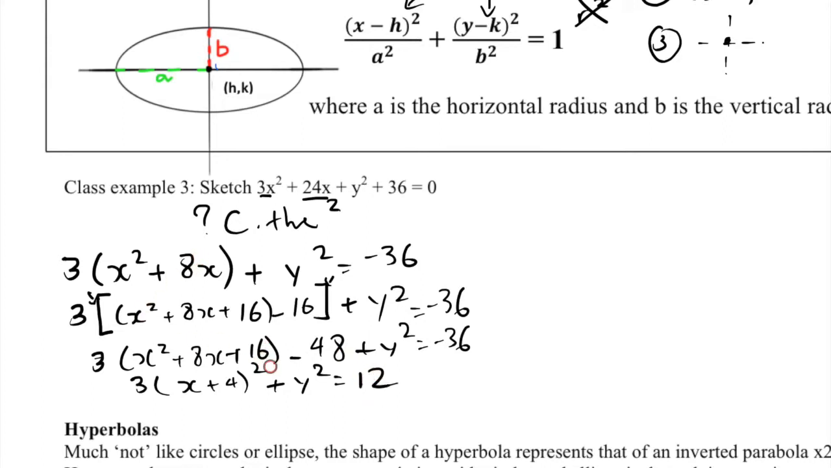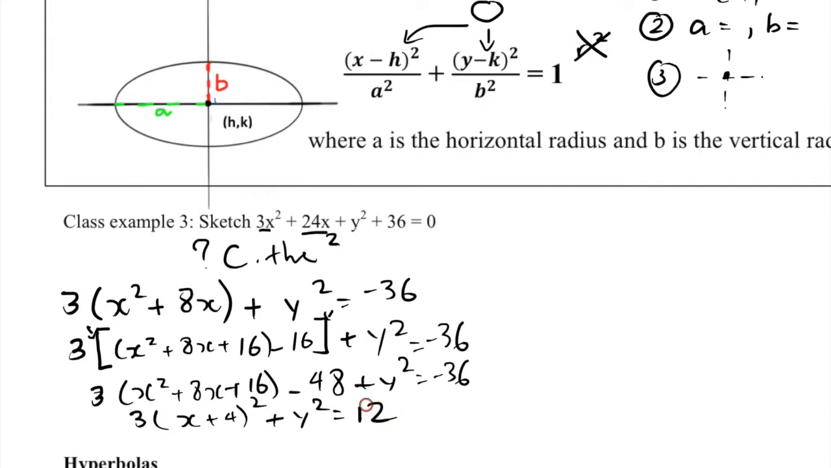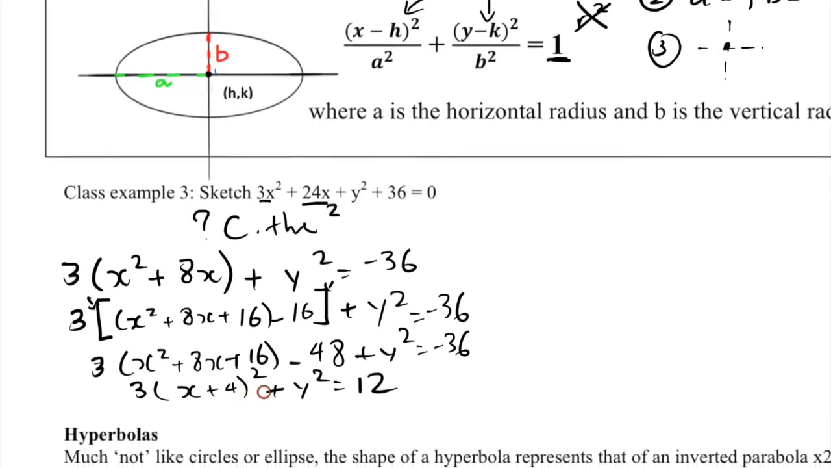Right, we're not done yet. This is not the form of an ellipse. What number do we see here? We see a 12. We should see a 1. An ellipse always has a 1. So how do you get 12 into 1? Just divide both sides by 12. You get x plus 4 squared, divided by, so 3 divided by 12 gives us 4. So we bring 4 to the denominator on the left side. And same thing with y. Y squared divided by 12 equals 1. And there you go. That gives us the ellipse form.